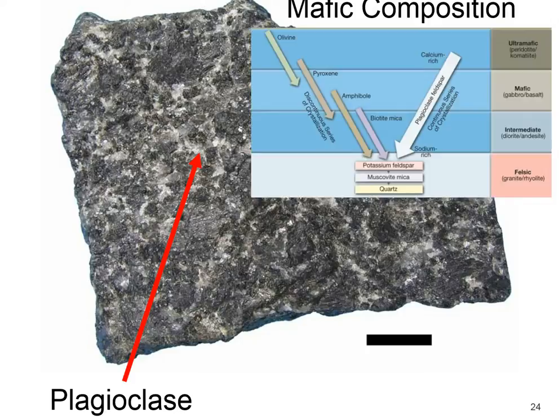So if we look at Bowen's reaction series here, for the mafic composition, you still have plagioclase feldspar, but it's really dominated by the pyroxenes and the amphiboles at this point.